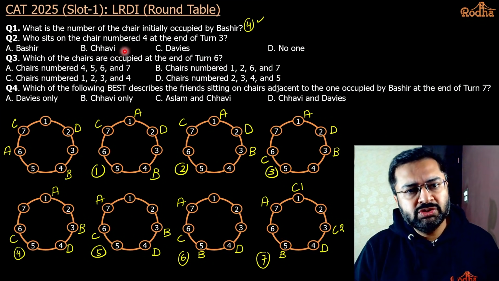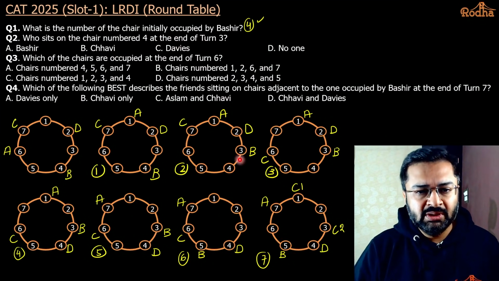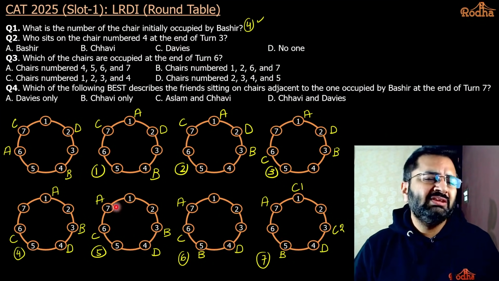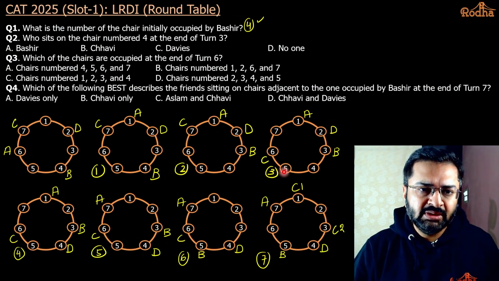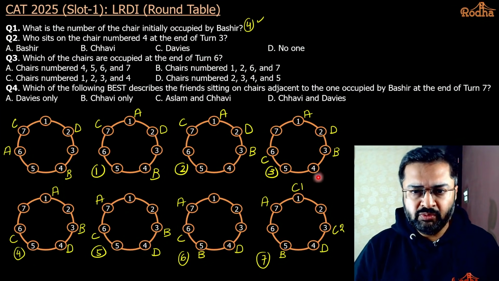Let's answer this. Who sits in the chair numbered 4 at the end of turn 3? Now you know these turns are marked. Everything is written very neatly. This is the end of turn 3. Who sits on chair numbered 4? Where is chair numbered 4?